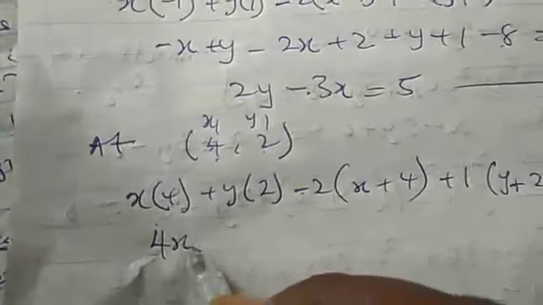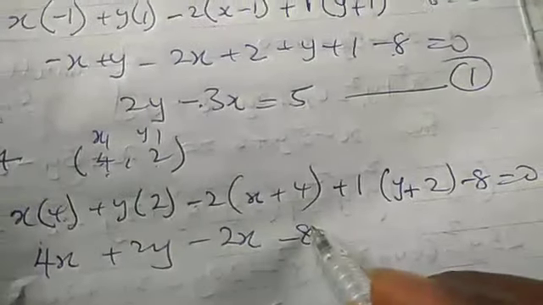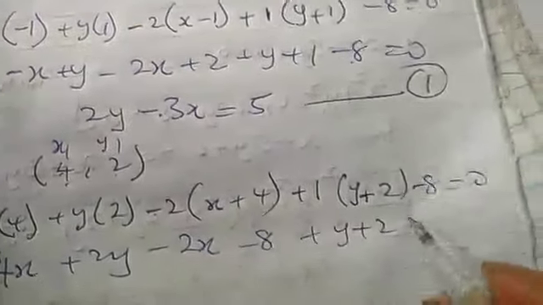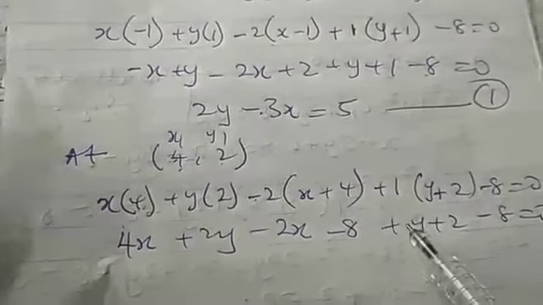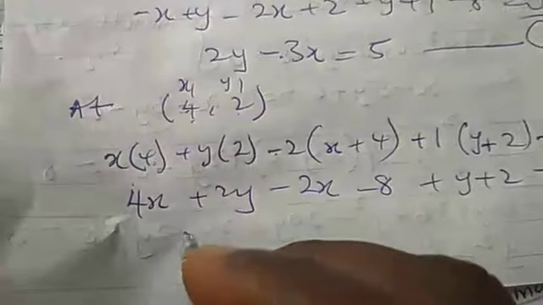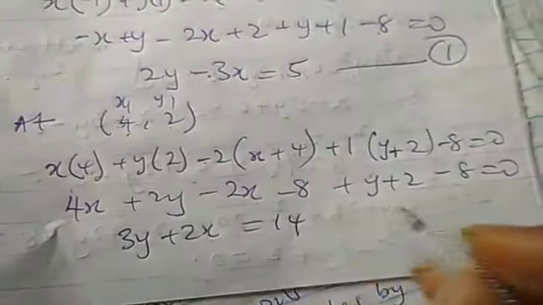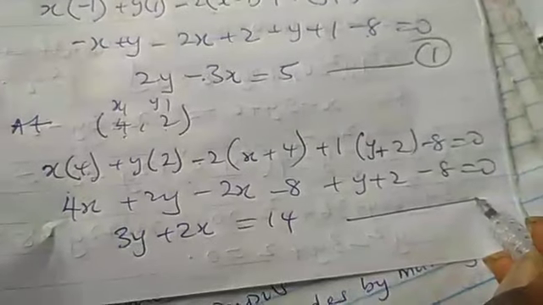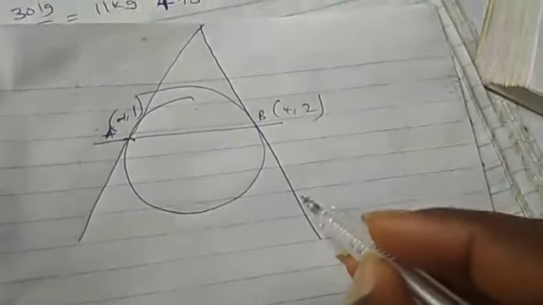So this will give me 4x plus 2y minus 2x minus 8 plus y plus 2 minus 8 equal to 0. On simplifying this, we should have 3y plus 2x equal to 14. Let me say this is equation 2. This equation simply means the tangent at (4, 2).